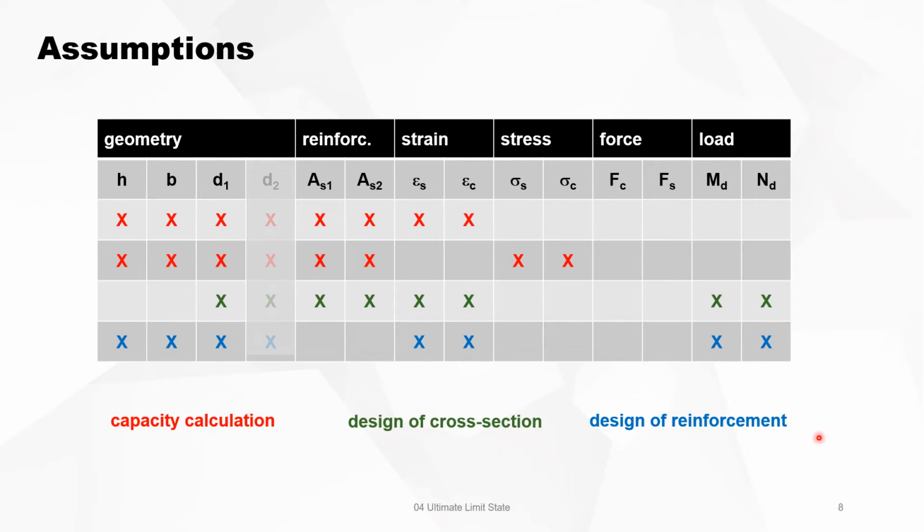A last problem is the design of reinforcement, which is the most common problem. It is that the loads are given, and now you have to calculate the reinforcement. And to do so, you need the section height, the width, the point of gravity of the reinforcement, and again you must make an assumption about the strain in the steel and the concrete. This is important. So if you calculate the needed reinforcement, you must make an assumption about this.